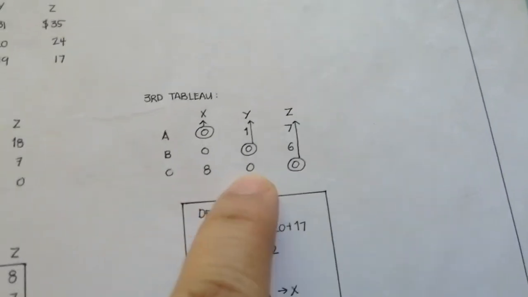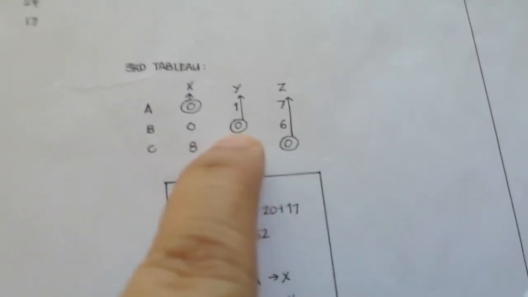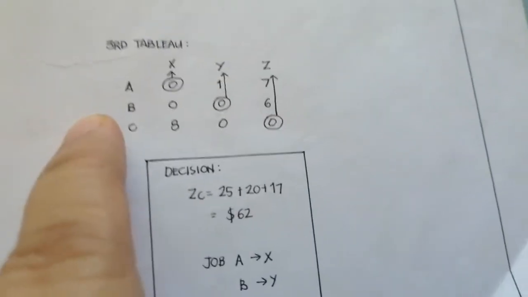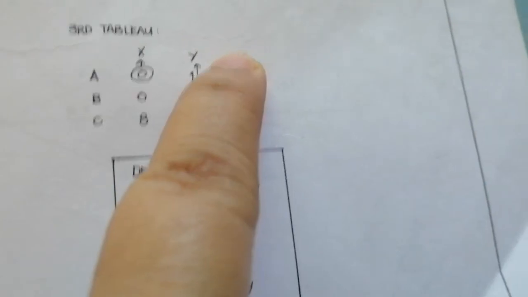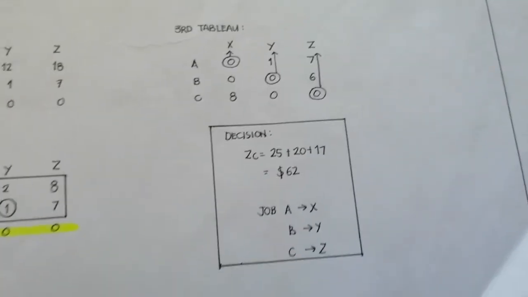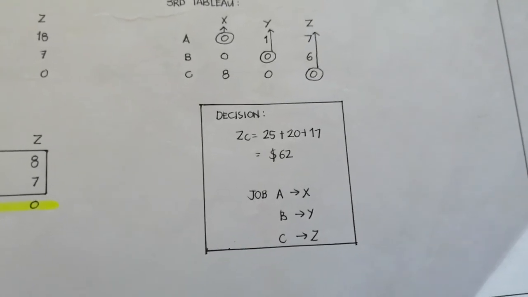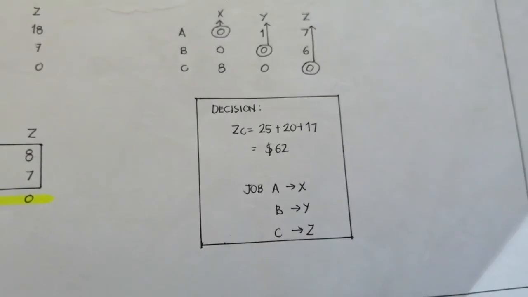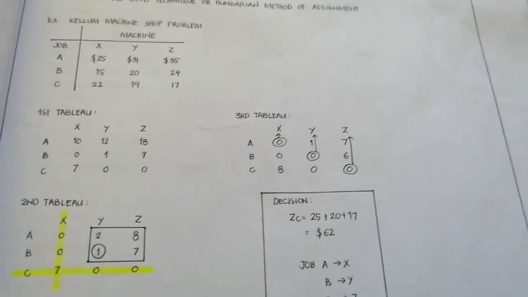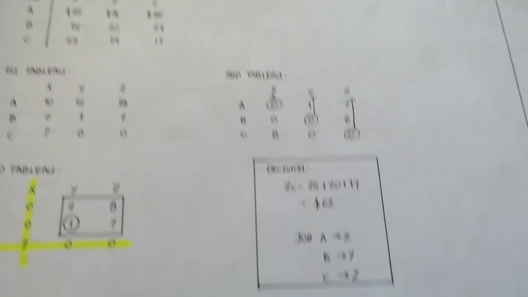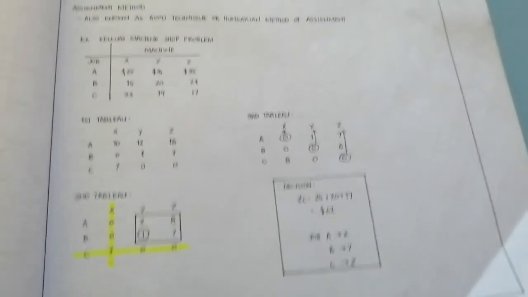The same thing with C, it can be placed in Y or Z, but Y already has job B assigned there. So C will be assigned to machine Z. So the decision will be A to X, B to Y, and C to machine Z. And the total cost, you just add all the costings that we have. So 25 plus 20 plus 16 is $62. And that ends the assignment method. Thank you.